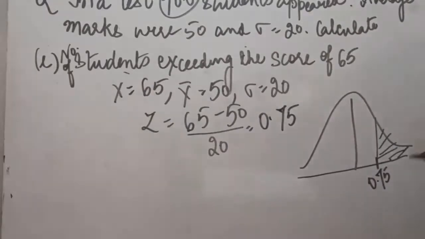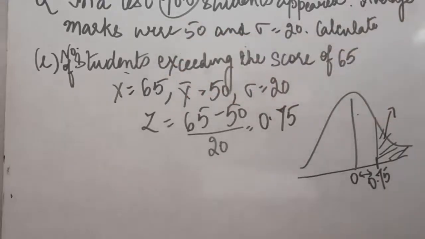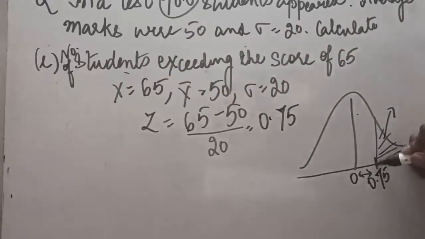The table is going to show you the value from 0 to z, but we do not require this value. We require this value, as we require the number of students exceeding the score of 65. This is the score of 65. We require the students who scored more than that.